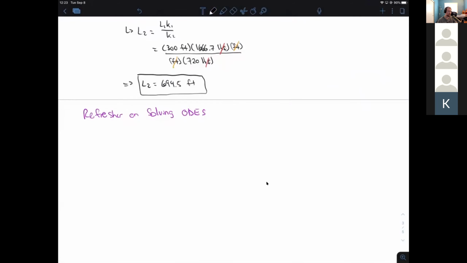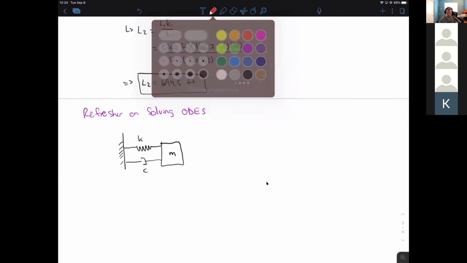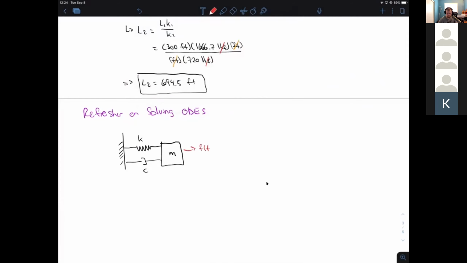Okay, so I'm going to draw out our FBD here. And again, it's going to be similar to what we have for the lab. We're going to have some fixed support here. Then we're going to have a spring, we'll call it K. We're going to have a damper, call it C. And then that's going to be connected to some mass M. And then we're going to have some external excitation.